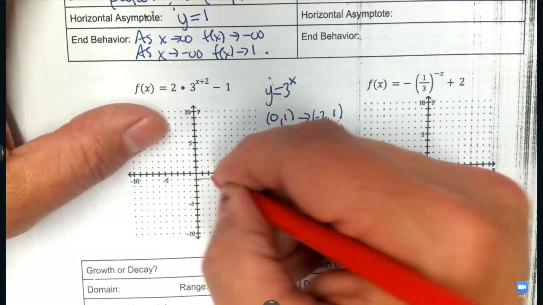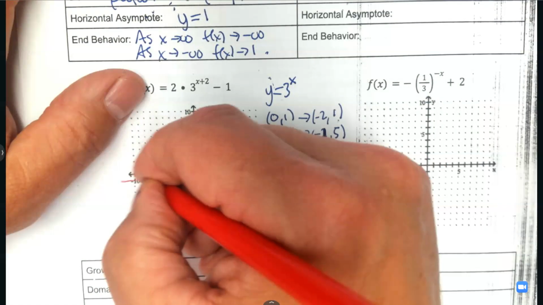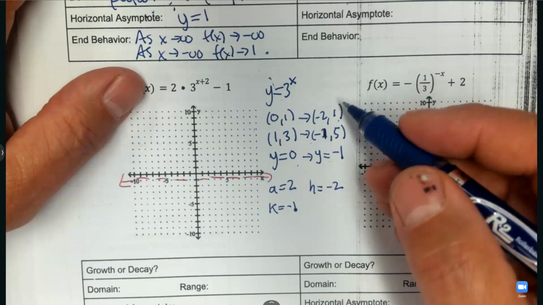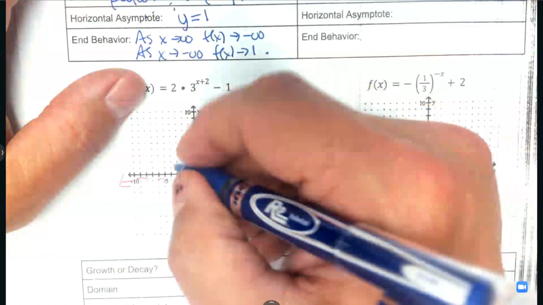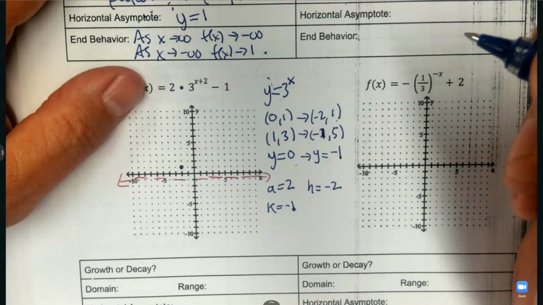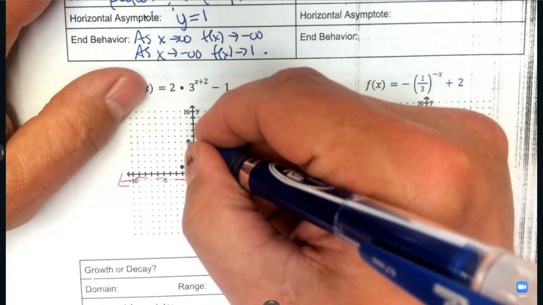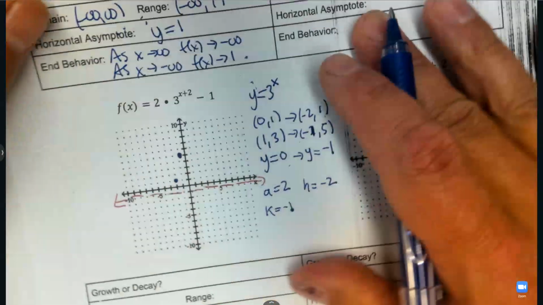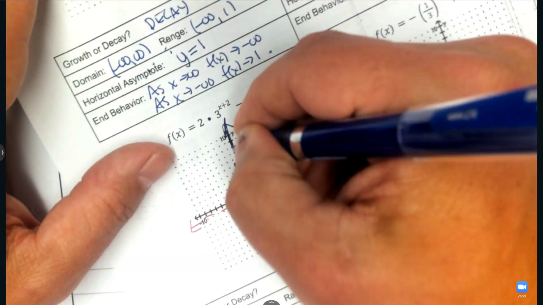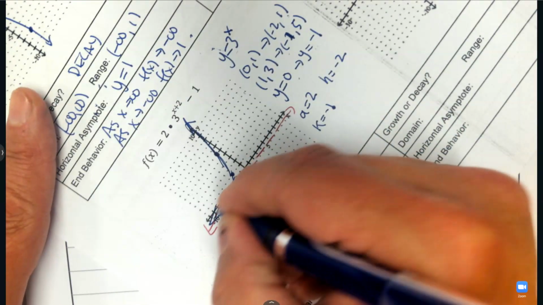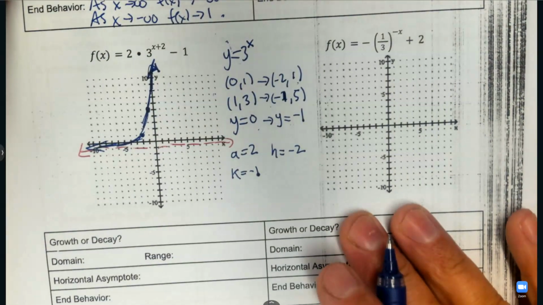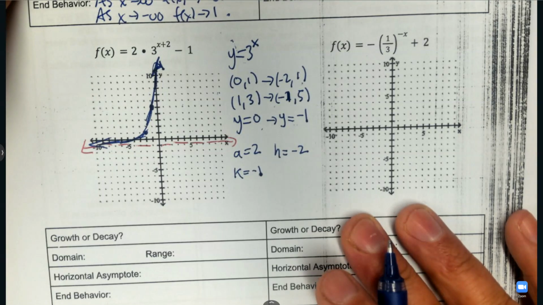So that's at -1. And then the points, which are at (-2, 1) and (-1, 5). And then you can see these 2 points are rising. So it's going to rise up to the right, and then to the left, it's going to follow the asymptote. So there's what the graph looks like.